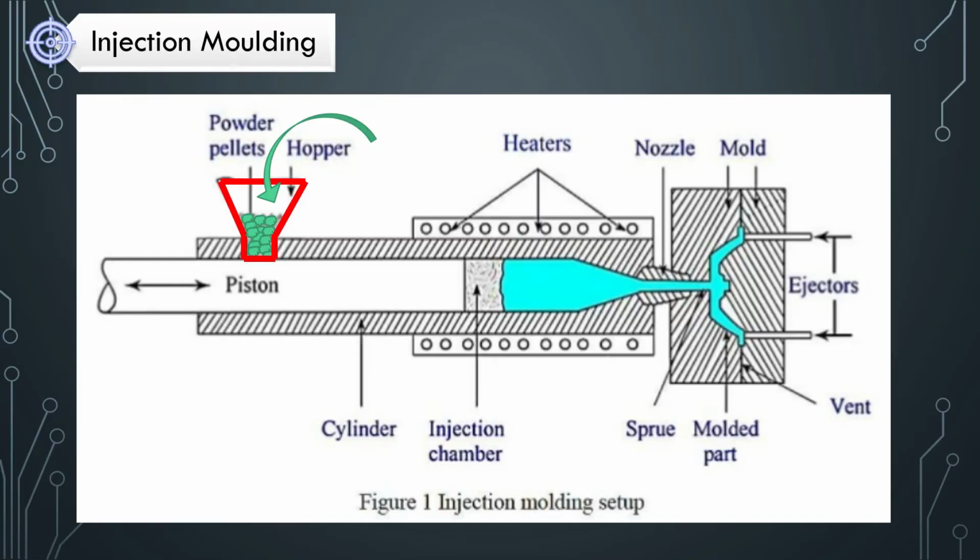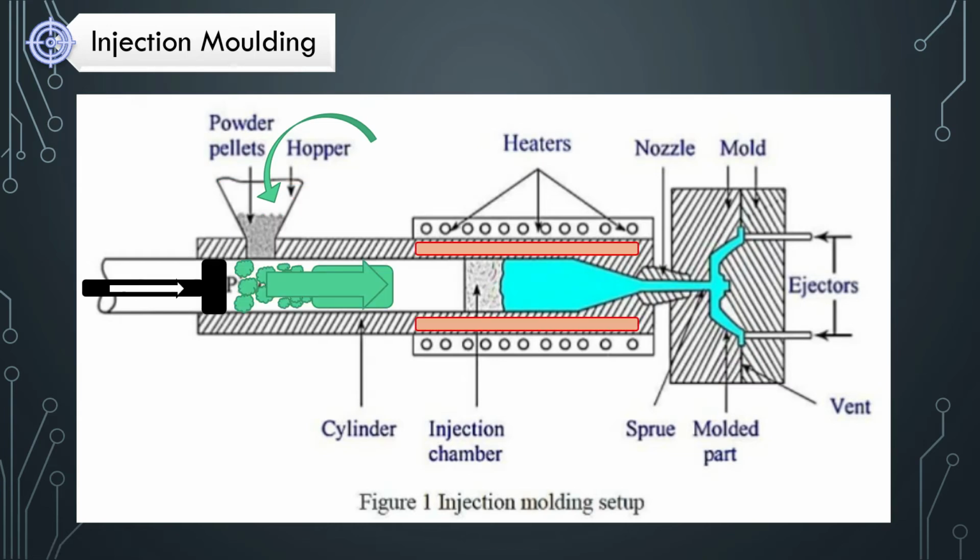Now we'll see how the injection molding process is carried out using the injection molding setup. At the start, the raw material is poured into this hopper, and it enters the cylinder. You can see the material has entered this cylinder. There is a piston. By using the motor, it is moved towards the nozzle.